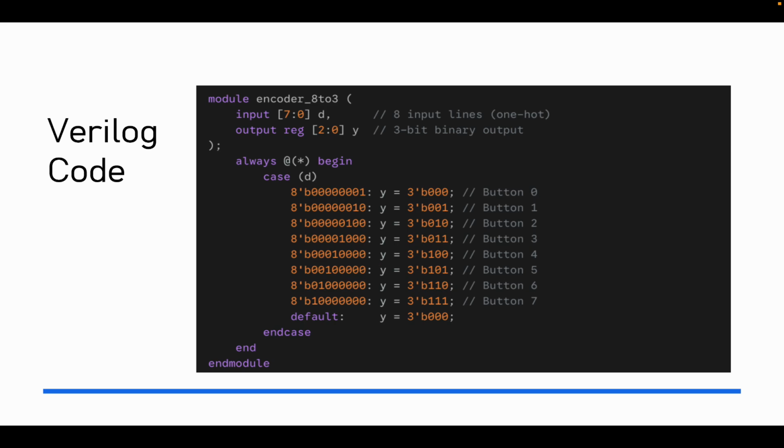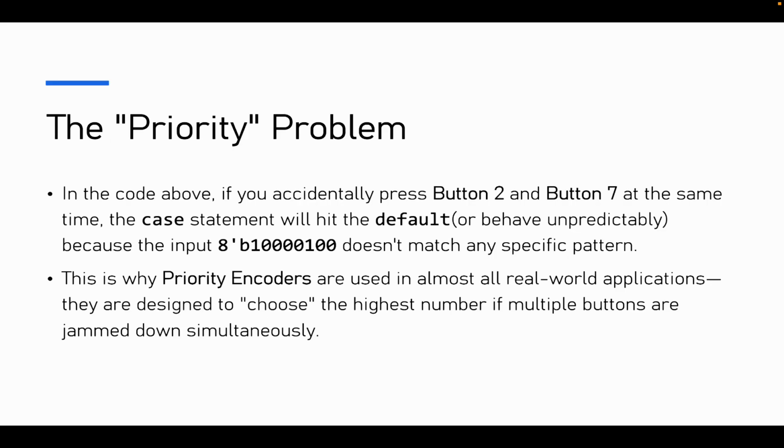So to solve this in modern electronics, we do not use an encoder. We use a priority encoder. See, the same example is given. In the code above, if you accidentally press button 2 and button 7 at the same time, the case statement will hit the default or behave unpredictably.